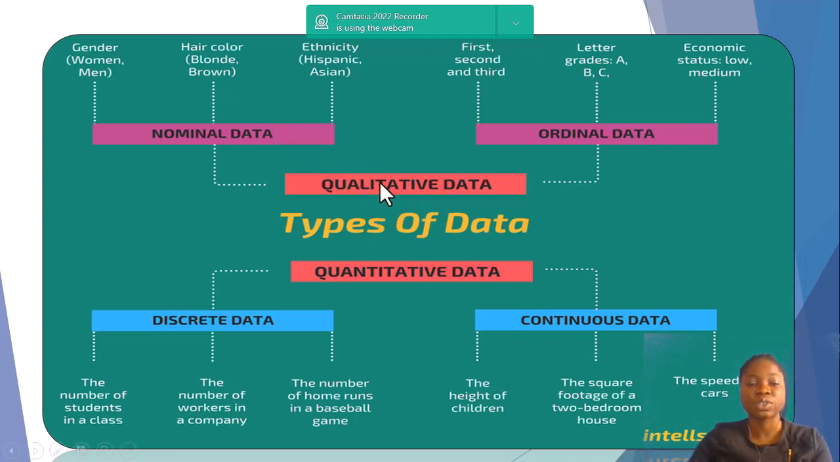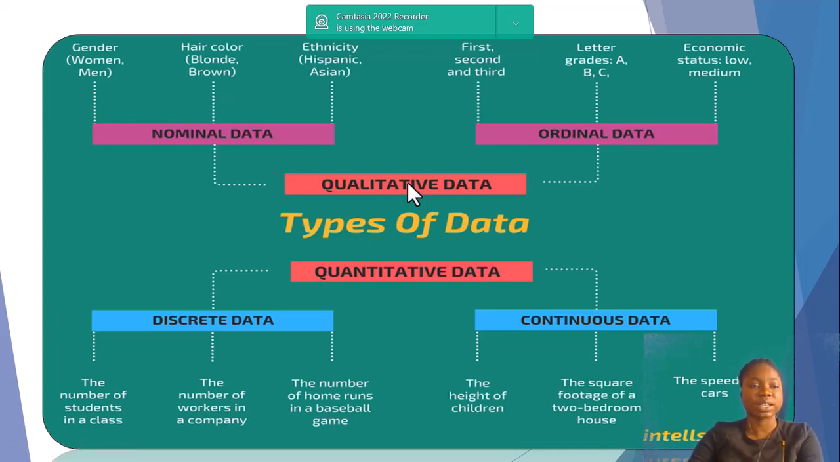So she does not even think twice. Once it gets to this level, she just gets a notebook and picks the right one. So our advice is to do the same. For qualitative data, we have the nominal data and we have the ordinal data.